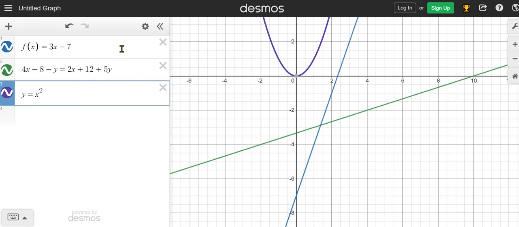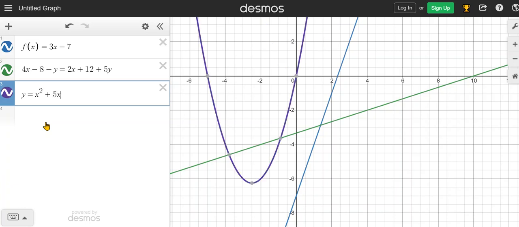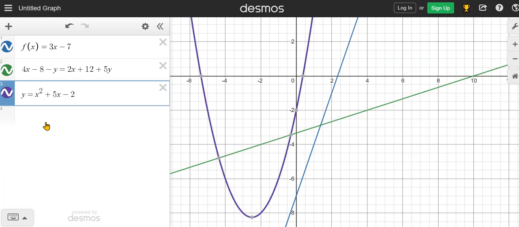Now, notice that when I hit the right arrow key, the little line over here dropped down. If I do the left arrow key, it goes back into the exponent. And if I type something like x, it's going to put it in the exponent. So I don't want to do that. So I'm going to left arrow key back, delete that, right arrow key to get out of the exponent, and put in a plus 5x minus 2. And there is a quadratic, an upward turning parabola.